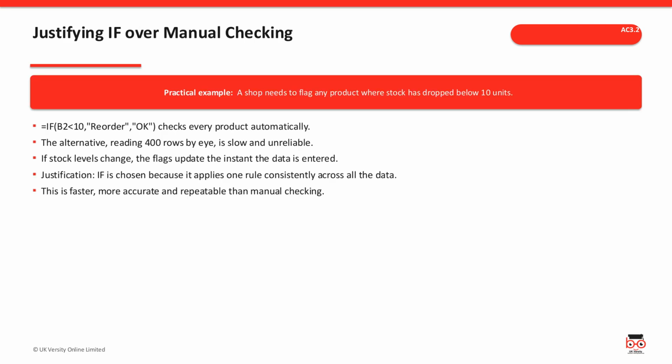Take a shop that needs to flag any product where stock has dropped below 10 units. Equals IF, B2 less than 10, reorder, otherwise okay, checks every product automatically, where the alternative, reading 400 rows by eye, is slow and unreliable. As stock levels change, the flags update the instant new data lands. The justification is clear. IF is chosen because it applies one rule consistently across all the data, faster, more accurate, and repeatable than any manual check.